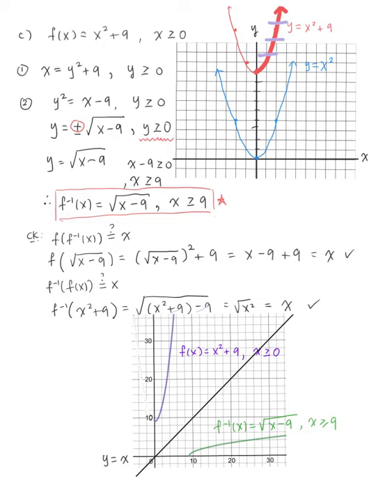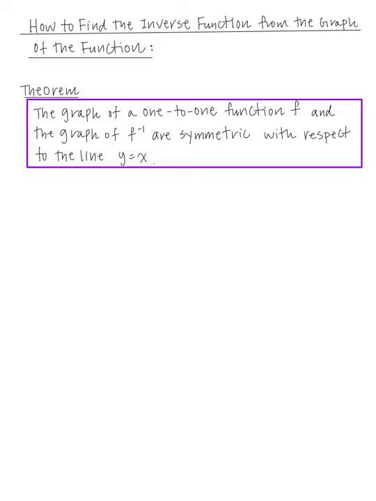So in fact, this is actually going to be a relationship between f and f inverse graphically. So given f of x, your f inverse must be, we say, symmetric with respect to the line y equals x. And with that said, here it is. How to find the inverse function from the graph of the function. It says that the graph of a one-to-one function f and the graph of f inverse are symmetric with respect to the line y equals x. That's exactly what happened in our previous example.